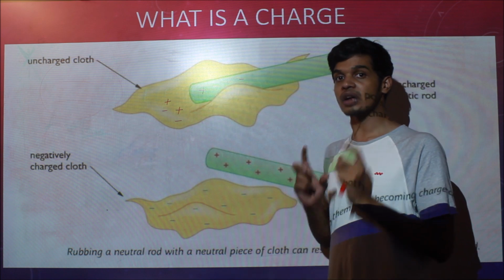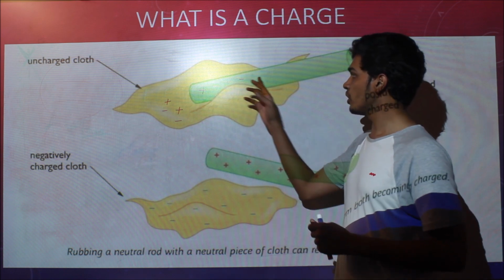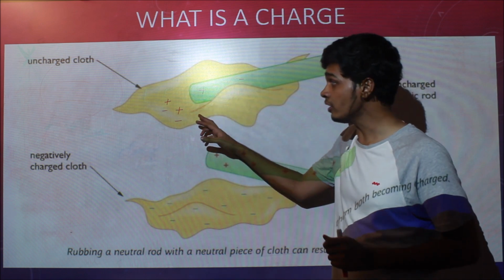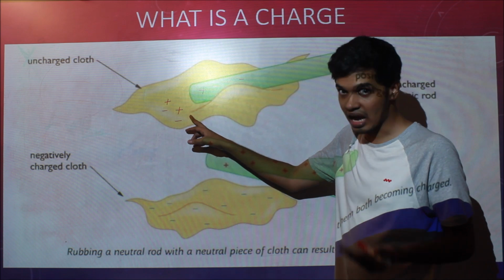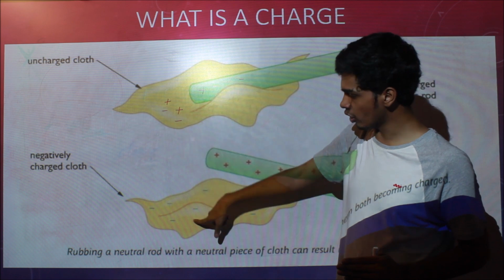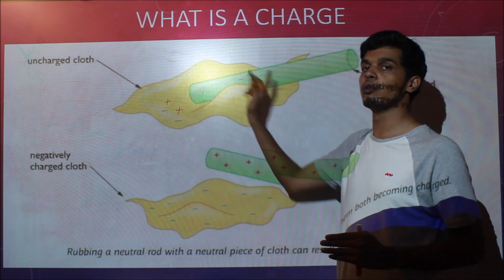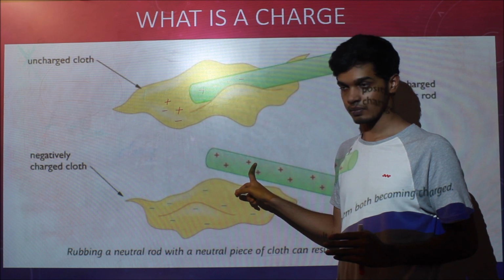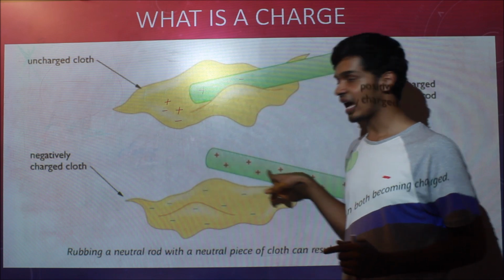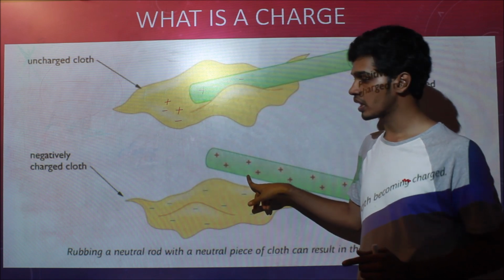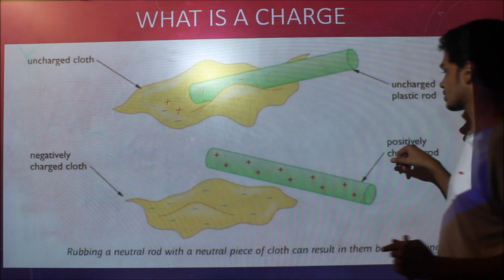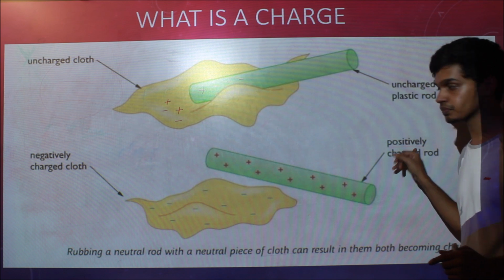What happens when you rub two different objects? When the cloth and the rod were rubbed, what we observed was one of these charges, it can either be the positive or the negative charge, moved towards one object while the other charge moved into the other object. In this case, the cloth got the minus charge and the rod got the positive charge. The minus charge is called the negative charge and the plus charge is called the positive charge.